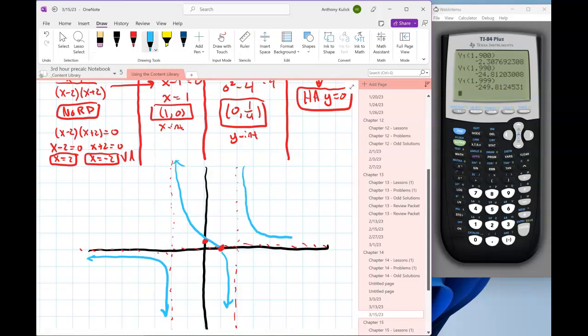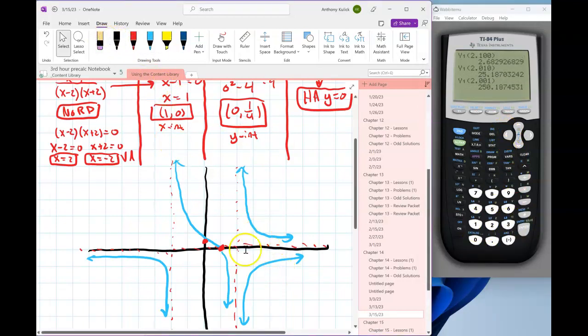And then the last part, I just need to decide which piece I want. Again, should I be going arrow pointing down at the asymptote or arrow pointing up at the asymptote? I'm going to do that the exact same way. I'm going to just plug in values that are getting closer and closer to 2, but are still bigger than 2 the whole time. And what am I noticing? They're getting bigger. So I should have the one pointing up. So that guy goes away.